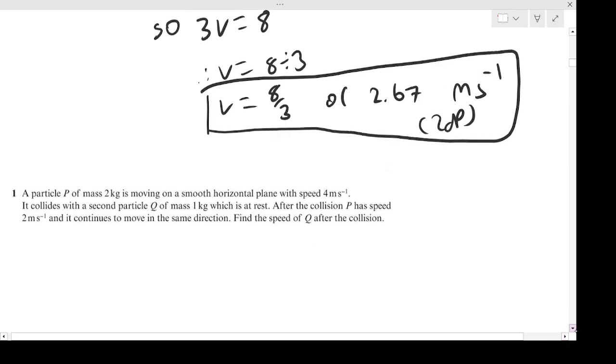Now I've got this question, and I'm not giving a diagram here. So I'm told a particle P of mass 2 kg is moving on a smooth horizontal plane with speed 4. It collides with a second particle Q of mass 1, which is at rest. After the collision, P has speed 2 meters per second and continues to move in the same direction. Find the speed of Q after the collision. Okay, so we are going to again have to apply momentum, but I'm not given a diagram. Always do a diagram, okay? And I do recommend you do a diagram like this, okay?